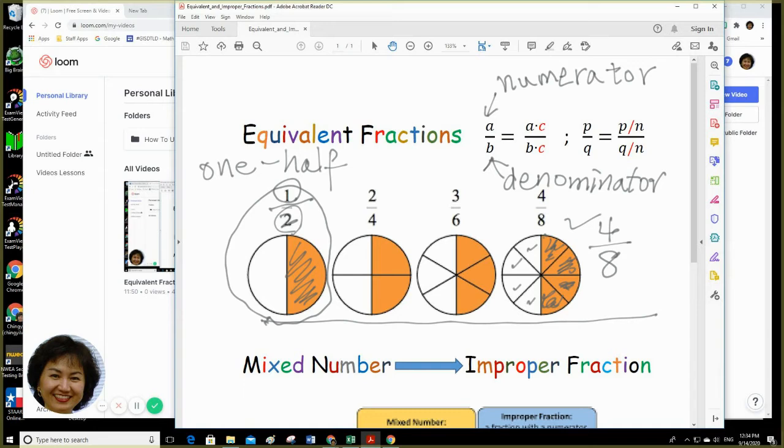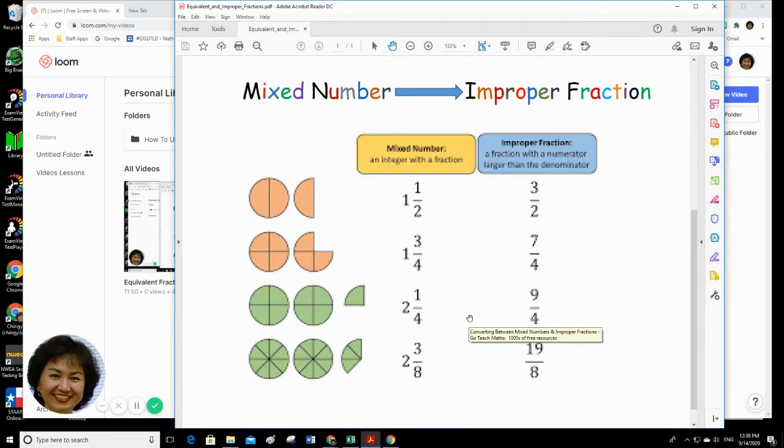If we want to say it in English, the other way to say 4/8 is four eighths, E-I-G-H-T-H-S. This is how we say 4/8. But the actual amount of pizza you eat is the same.